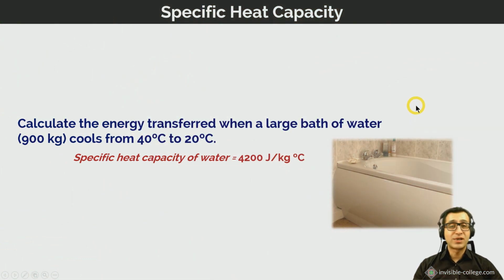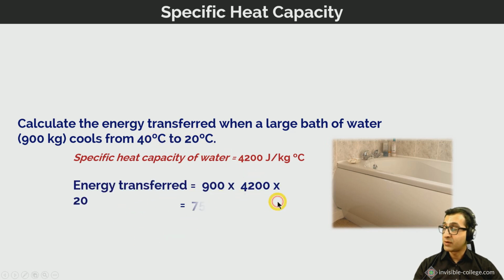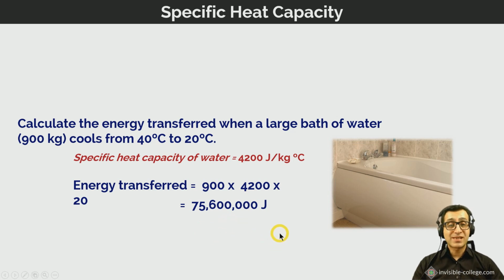So the heat energy transferred is equal to the mass in kilograms, which we have, times the specific heat capacity in standard units, which we have, times the change in temperature. So the change in temperature is 40 minus 20. So that's the difference in the starting and the ending temperature. It's 20 degrees centigrade. So we substitute those values, we evaluate, and we get 75,600,000 joules. Now, this is 75,600 kilojoules of energy.